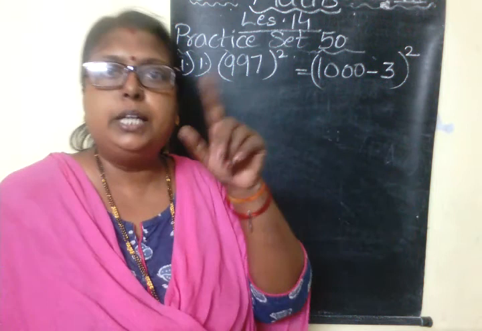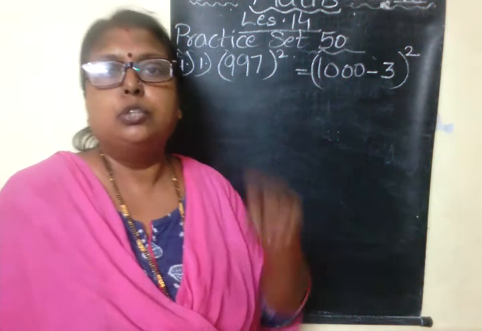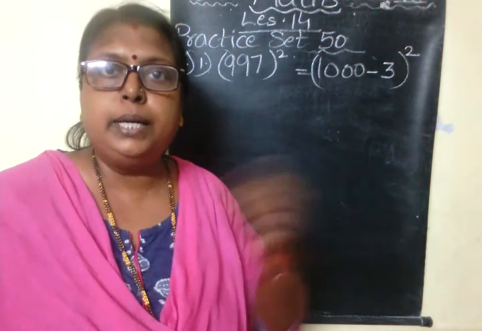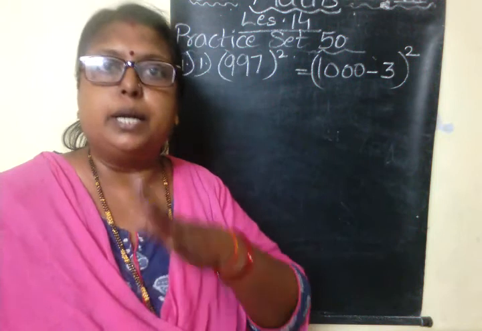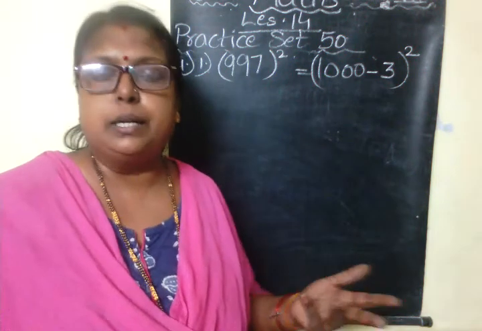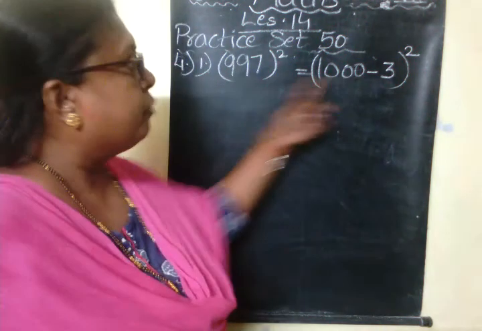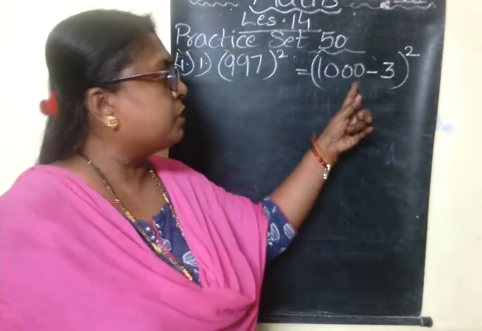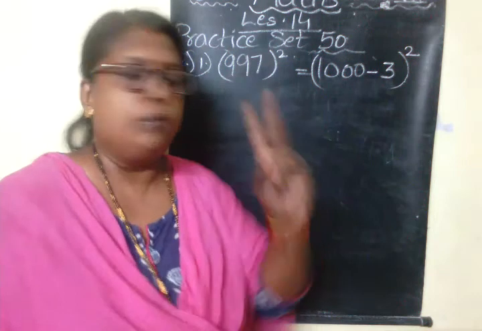Suppose 98 square you have to find out the value. So 100 is near to 98. So you have to use 100. 100 minus 2 as 98. Understood? And now you have to use the expansion formula. Now which expansion formula can we use? The second one. Okay?